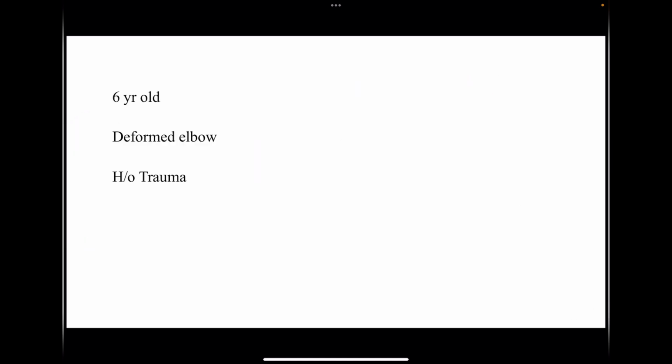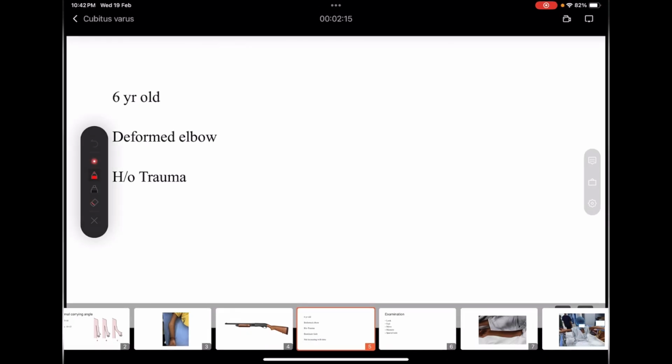Now coming to the case, a 6-year-old child came to us with a deformed elbow who had a history of trauma. So what next should we ask? We should always ask whether this is the only joint involved or multiple joints are involved, and whether the dominant limb is involved or not. Why is it so important? Because if the dominant limb is affected, it will affect the child most functionally.